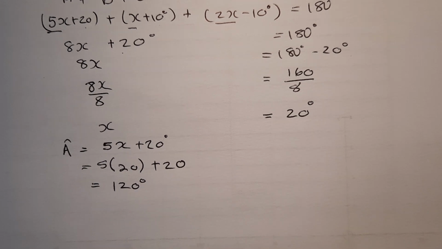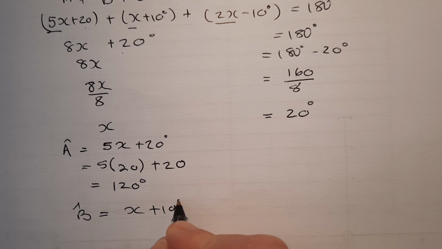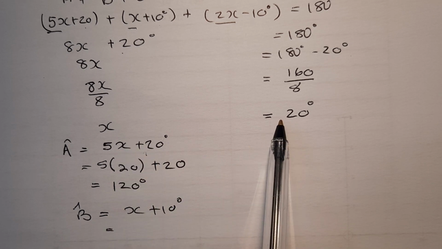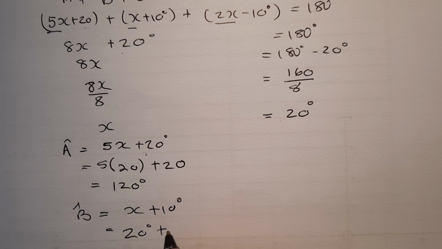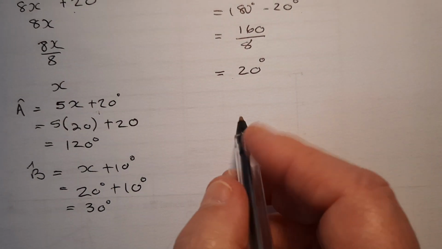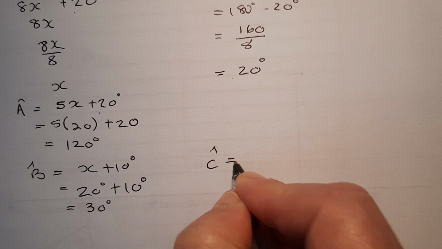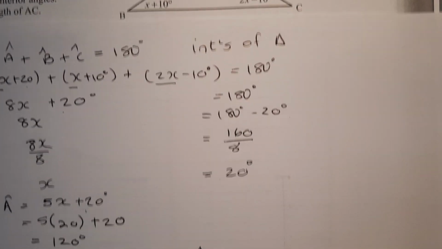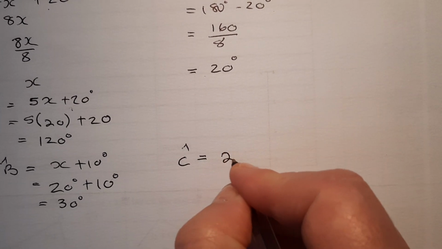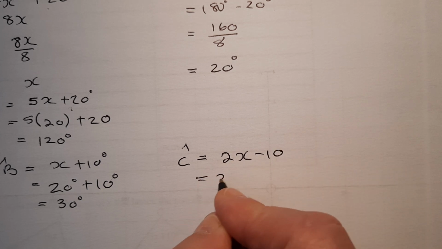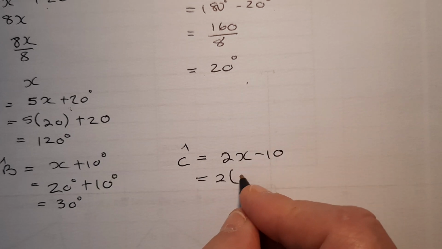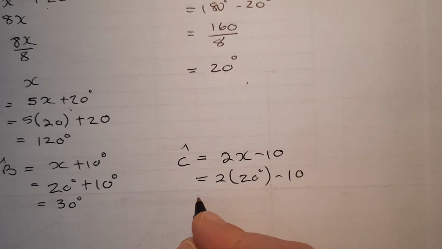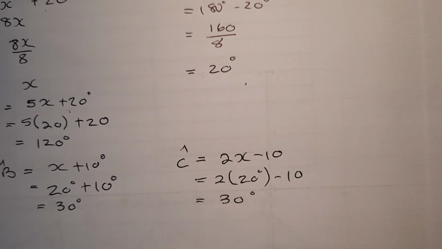What will be the size of angle B? Angle B is x plus 10. I substitute x in, x is 20, so it is 20 plus 10, and that is 30 degrees. What is the size of angle C? Angle C is 2x minus 10. So I'm going to write 2x minus 10 and substitute the value of x in. X is 20, which is 40 minus 10, and that is also 30.